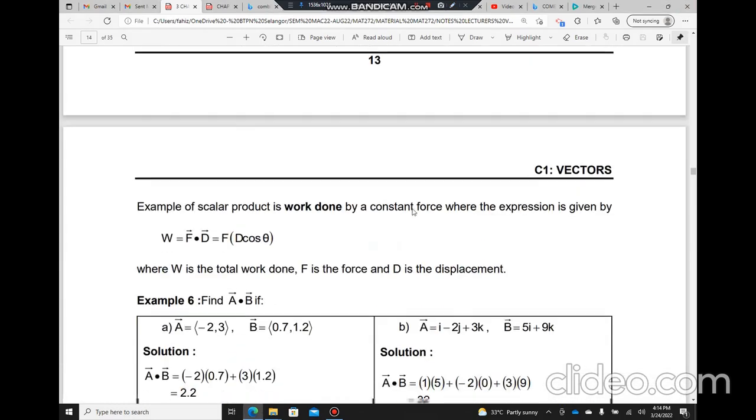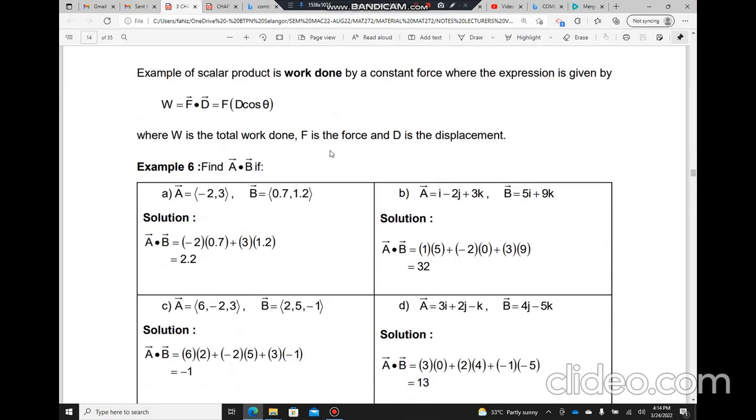Okay. Then, an example of a scalar product is the work done by a constant force, where the expression is given by, okay, one more example of a scalar product. We can apply the scalar product in work done. We call it work done, or W. The symbol is W, the work done.